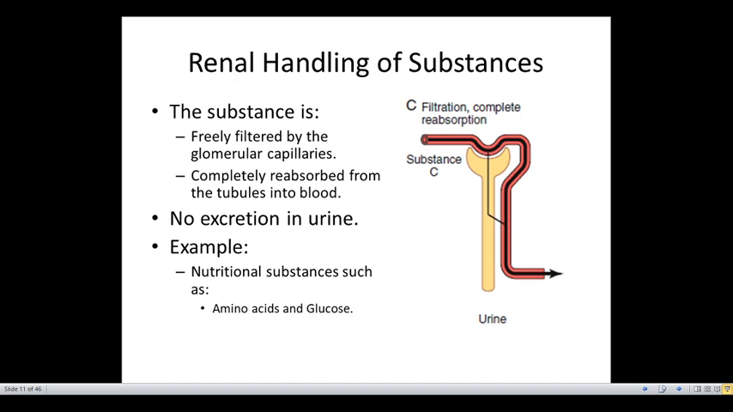Another method by which kidney handles the substance is when the substance is freely filtered by the glomerular capillaries and completely reabsorbed from the tubules into the blood. So therefore, there is no excretion in urine. An example of such substances are nutritional substances such as amino acids and glucose.